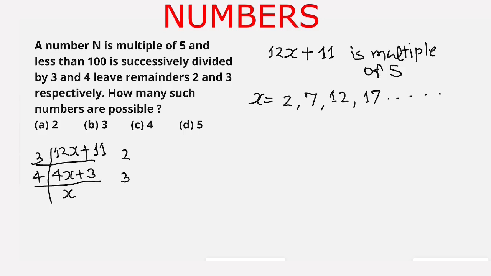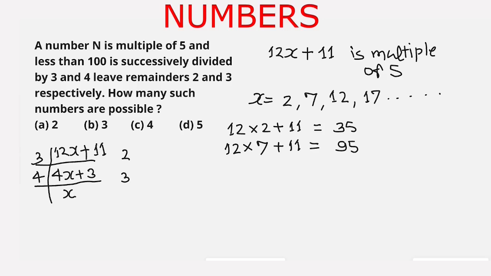Now putting the value of x equal to 2 or 7 or 12 or 17, so that we get the number, but it should be less than 100. So we find such numbers. When x equal to 2, then the given number 12x plus 11 becomes 12 times 2 plus 11 equal to 12 times 2 is 24 plus 11 is 35. Now when x is 7, so it will be 12 times 7 plus 11. 12 times 7 is 84 plus 11 is 95.